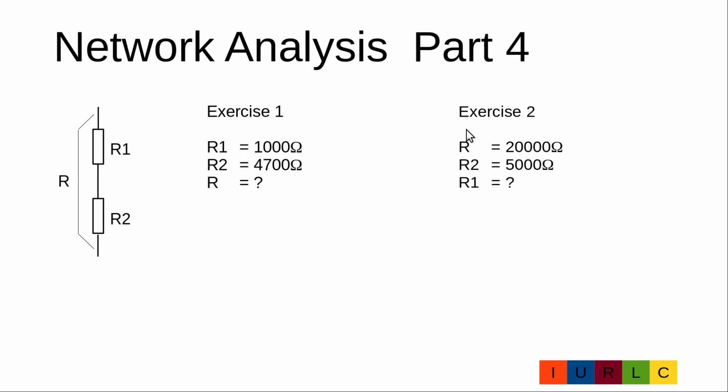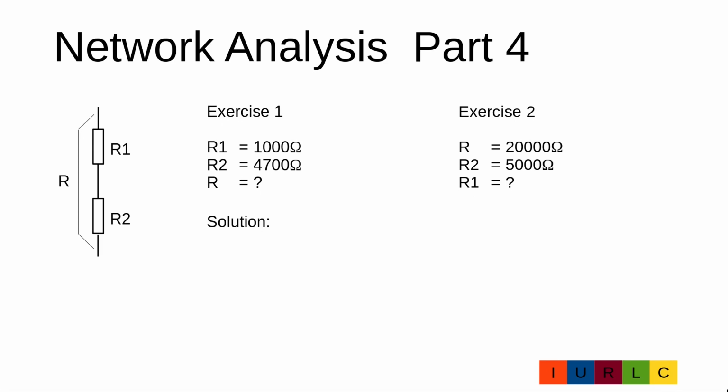In exercise 2, the total resistance is 20,000 ohm and the resistance of R2 is 5000 ohm. How big is the resistance of R1? Press the pause button and do the math for yourself.